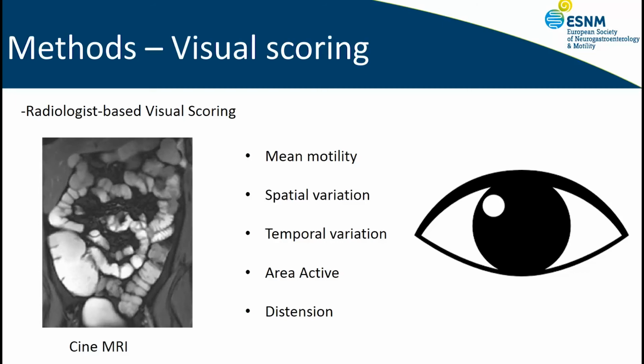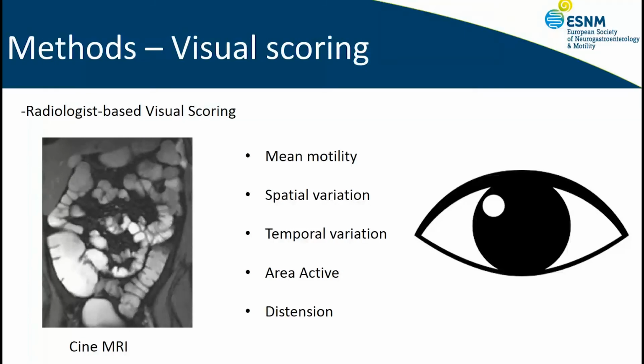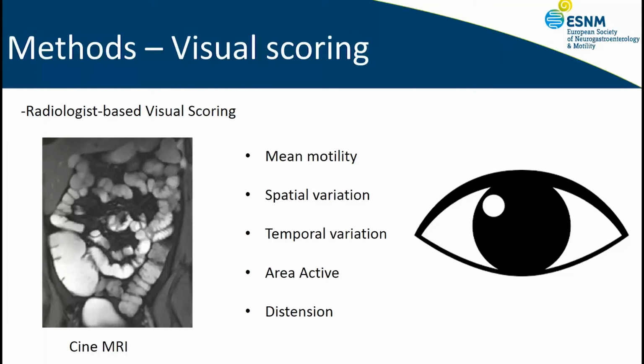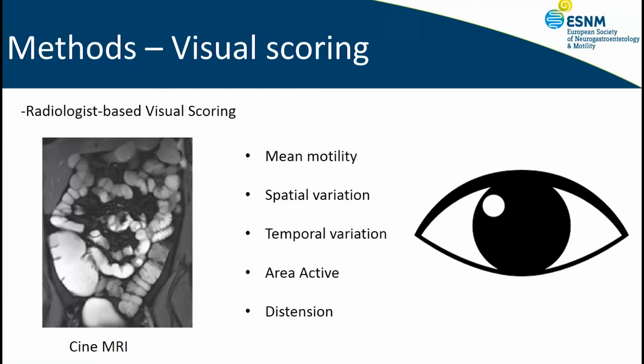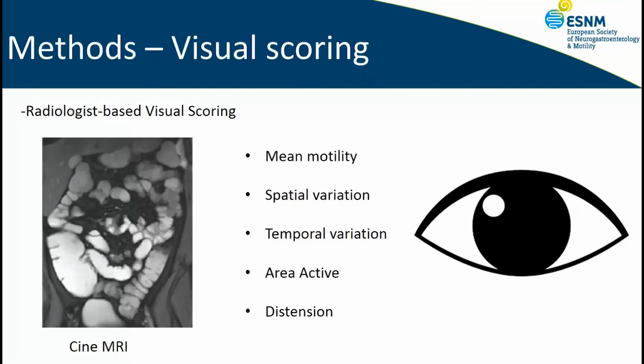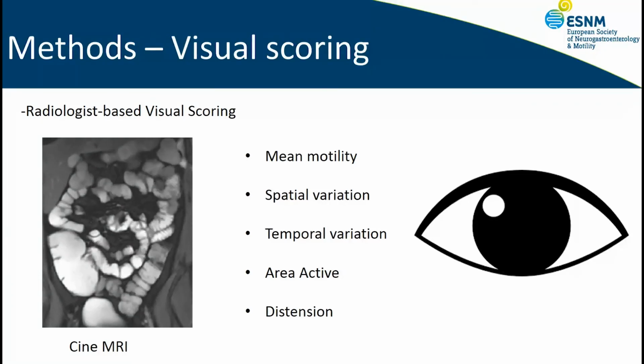Temporal variation. So low temporal variation would be if a specific area is consistent throughout the entire 20-second scan. So if it is active throughout the entire time, it's low temporal variation. If it's inactive for the entire time, also low temporal variation. Whereas if it's switched on and off, then this is high temporal variation. Area active is simply the estimation of the percentage of pixels that are active throughout the whole small bowel ROI. And distension is based on the brightness and the diameter of the small bowel lumen.